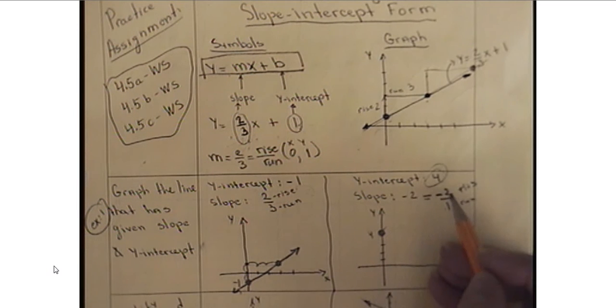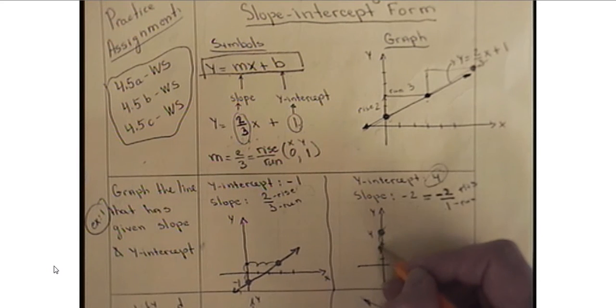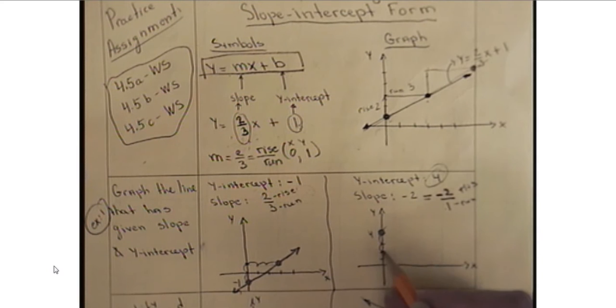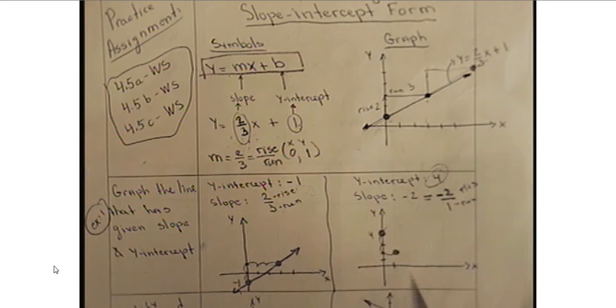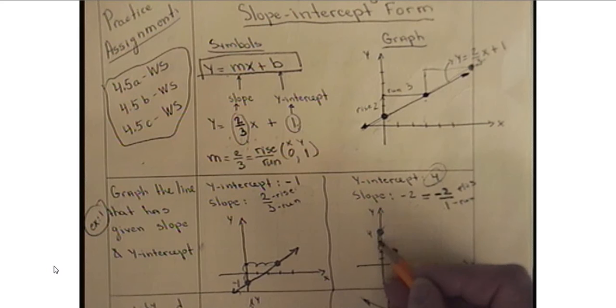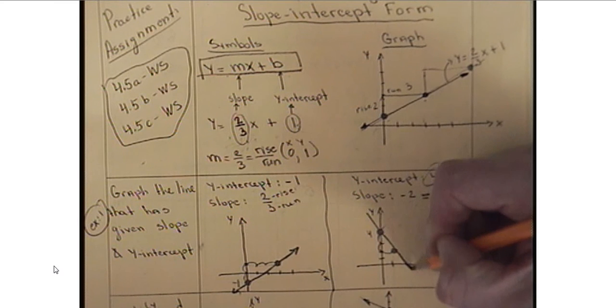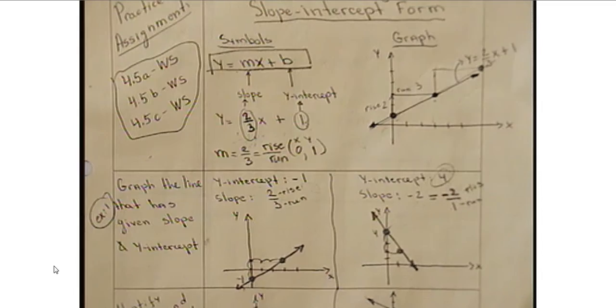So we have rise and it's a negative number. So if it's a negative number, we're gonna go down. So we will go 1, 2 blocks down, and then we will run 1 block to the right. Because if you go up to the right, you will get another positive slope. So our goal here is to get a negative slope. With negative slope, we go down and then to the right. And when we connect those two, we have a perfect negative slope line drawn on the paper.